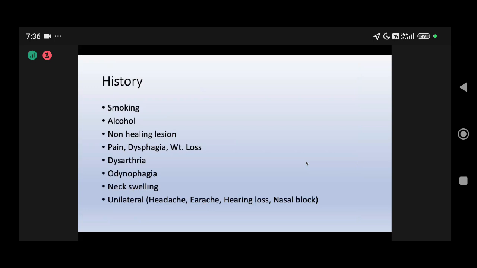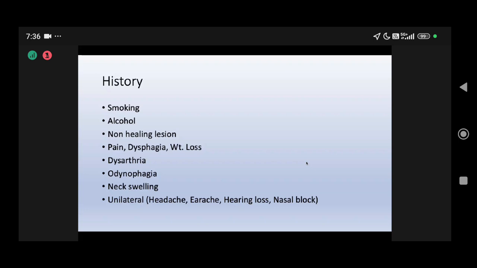Patients usually present with a history of tobacco use, smoking and alcohol in almost 80 to 90% of cases. There is a history of a non-healing ulcerative lesion in the tongue. Pain, dysphagia, and weight loss can also be associated if the stage is advanced. If the tongue muscles or nerves are involved, there will be dysarthria and deviation of the tongue towards one side. Odynophagia is also a major symptom, especially in advanced cases where the patient has neglected the disease over a period of time.